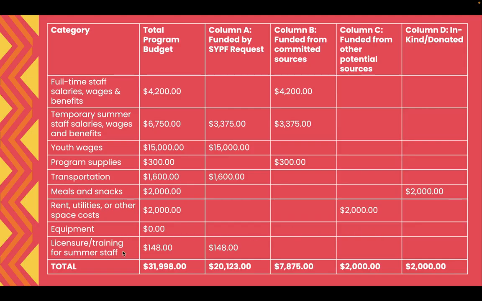And then licensure training for summer staff, they are requesting that to Summer Youth Program Fund, which is perfectly reasonable. This is something that we really believe in as best practice, and it's absolutely okay to put that request into your Summer Youth Program Fund. So as you can see from this table, although the total program budget is about $32,000, they're only requesting about $20,000 from Summer Youth Program Fund. That's a good thing to note.